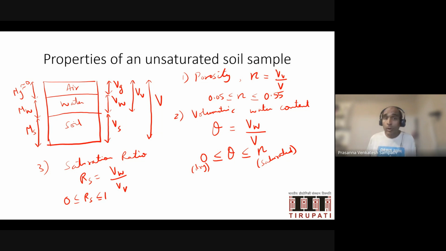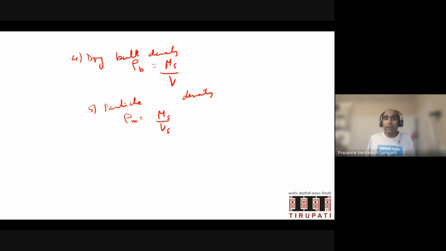So these were the 3 properties that we discussed. The fourth property is the dry bulk density. We denote that by the symbol rho B, which is the mass of solids, or the mass of soil, divided by the total volume of the sample. I forgot to write this rho B last time. Rho B typically ranges from around 1.6 to 1.7 or 1.8 maybe grams per cc.